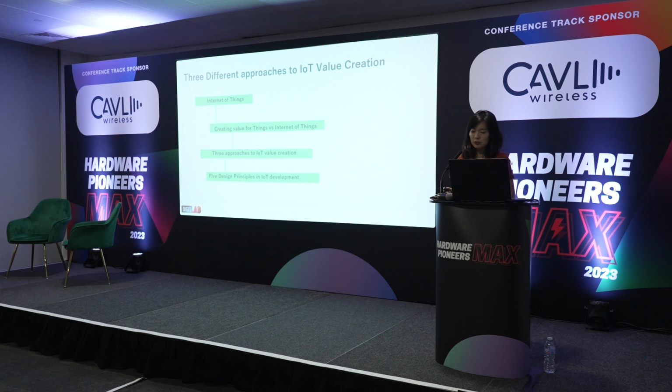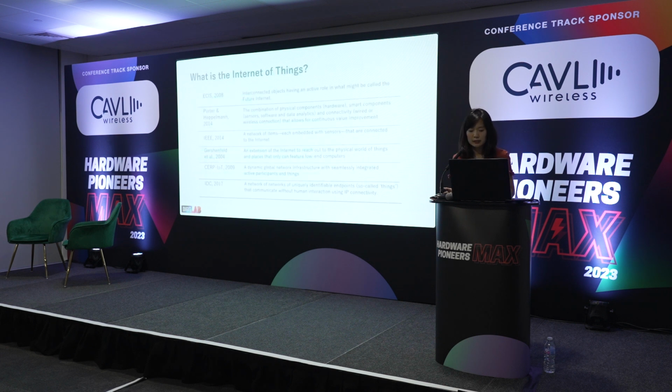So in relation to the DigitLab project and also my PhD research, this is what I'm going to talk about today. Firstly, I will talk about what is the Internet of Things, then compare creating value between things and Internet of Things, and introduce 3 approaches to IoT value creation, then 5 critical design principles in IoT development. So what is the IoT? I think you know better than me, so I'm not going to go through all the different definitions. However, there are some keywords that I'd like to highlight. IoT is interconnected objects, which minimize human interaction and allow for continuous value improvement.